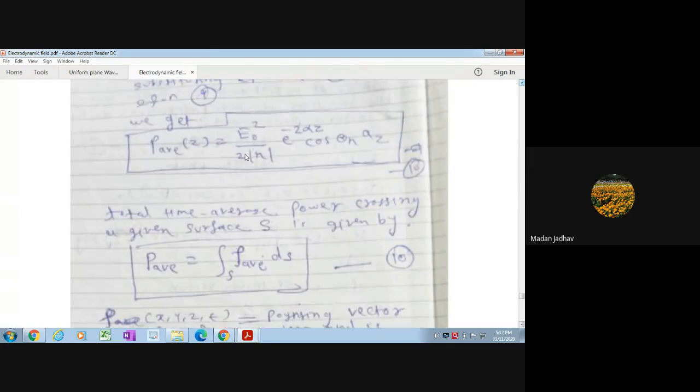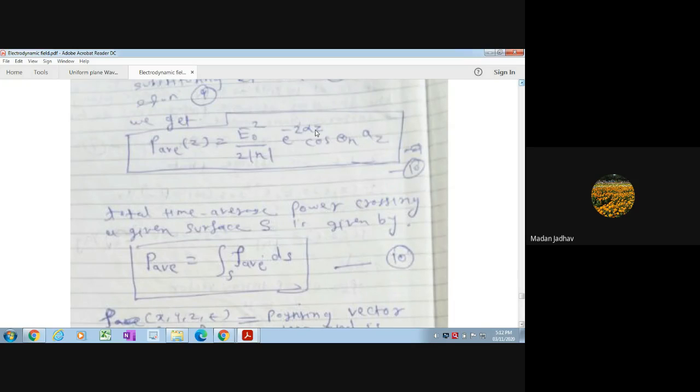Now P average is equal to E naught square divided by 2 into mod of eta. Eta is the intrinsic impedance. Whenever the medium is free space, this quantity will become 1. Therefore, to find the average power in free space, we can use this equation: E naught square divided by 2 into eta.